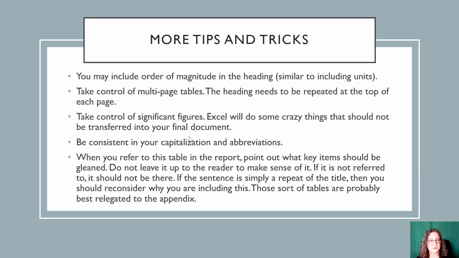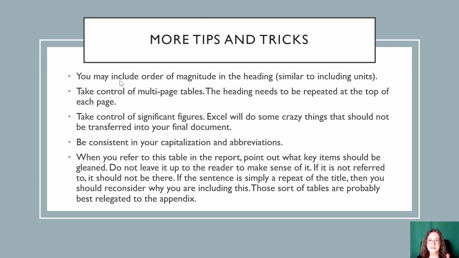A few more tips and tricks. You might want to include the order of magnitude in the heading, kind of like including units. Go back and look, especially at thermo textbooks and heat transfer data tables, which commonly have this order of magnitude in the heading. That just simply means that now I can write all my answers as like 1.23 instead of 1.23 times 10 to the negative 7th or 0.00 whatever.